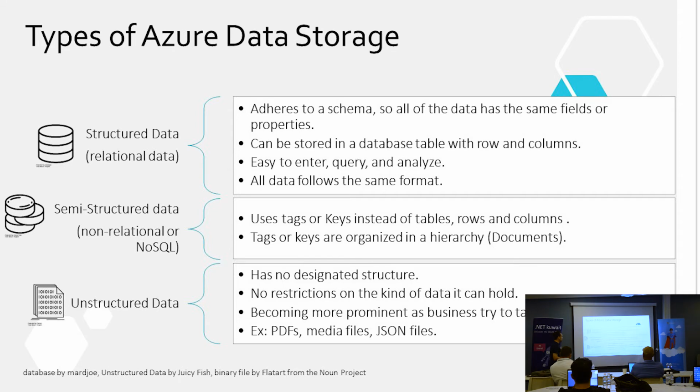Also, any provider has some data storage they provide. They provide structured data, which is the relational databases like SQL database, for example, semi-structured or non-relational, NoSQL things like Cosmos here in our case, and unstructured data, which is for files and maybe PDFs, JSON files, anything unstructured.